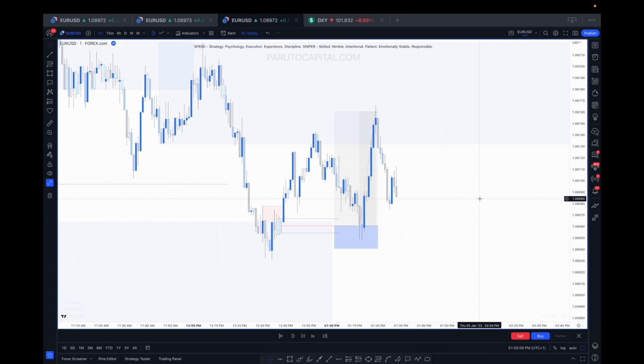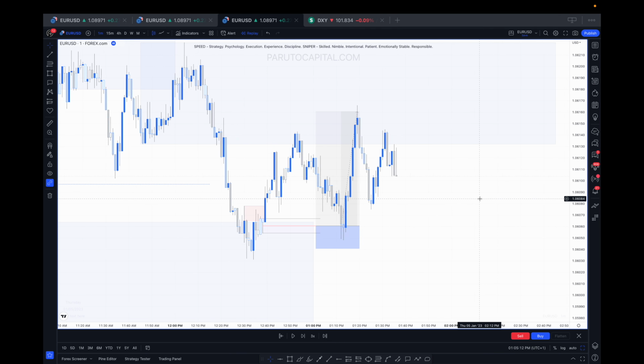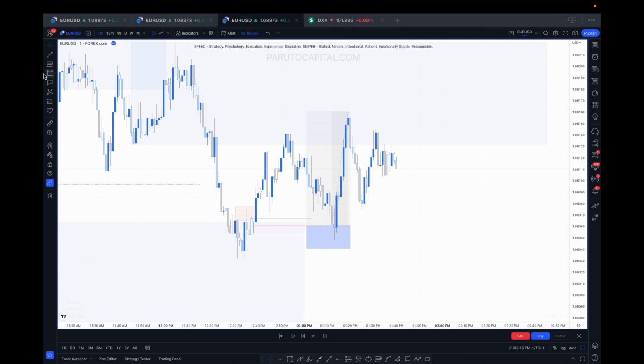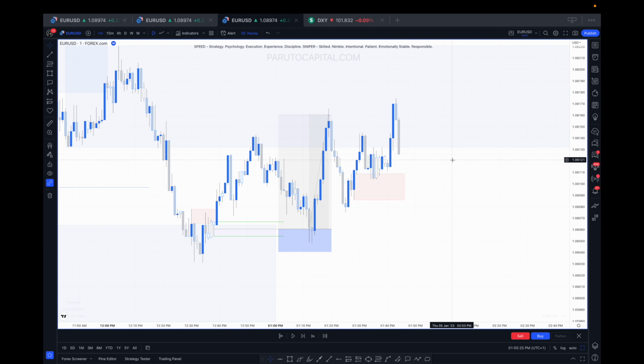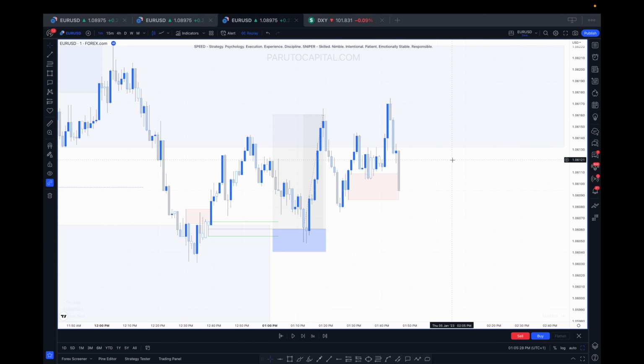Okay, nothing. Price is just returning with a lot of momentum. Okay, price seems to be reacting to this zone here, this sell to buy wick. So let's see if we get something. Okay, price has pulled back up. Okay, it's a lot of momentum.